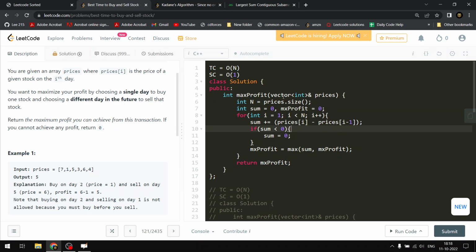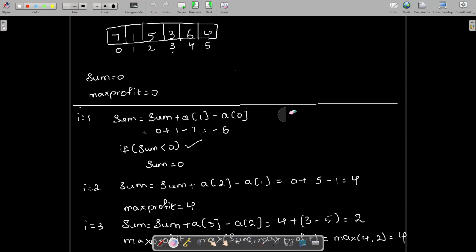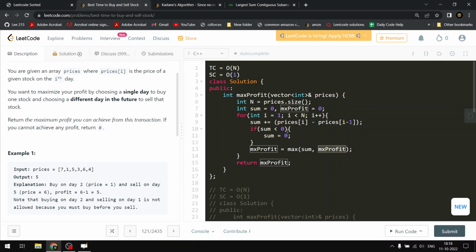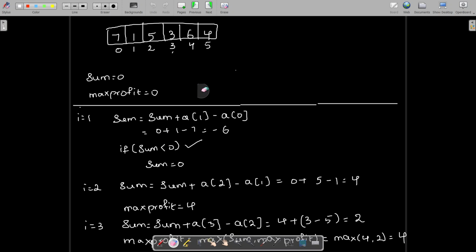So this removes the space complexity. When the sum is negative, we don't require that sum, so I have made that sum zero. We don't require the negative profit. So when the sum goes negative, I'll make the sum zero, and in the middle I will maintain the maximum profit. Here in this example, I will show you how this code works with this sample input.